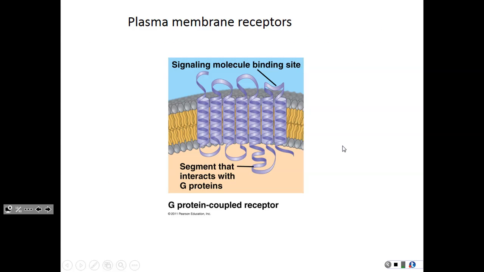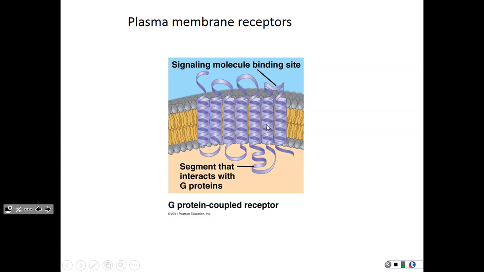Here is a cartoon rendition of a G-coupled protein receptor. There are a couple things that I think you can pull out of looking at this picture that you don't need me to tell you about, but I'll put some words to it anyway. One thing worth noting is, check it out, this is an integral membrane protein. It's actually embedded in the phospholipid bilayer.